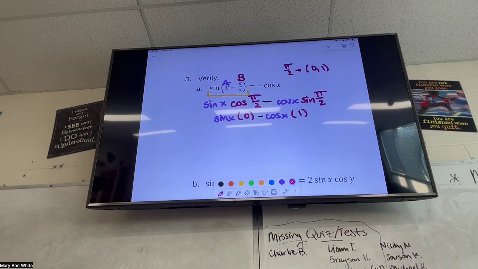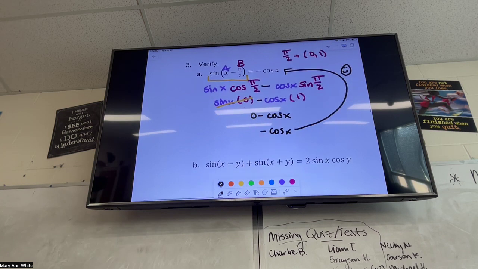So once I expanded it out, I now can simplify. And then once I do that, I can multiply accordingly. So sine of x times 0 is just going to be 0. And then cosine times 1 is just cosine. So 0 minus cos x is just negative cos x. Does that equal what we want it to? Yes. Perfect. Smiley face.